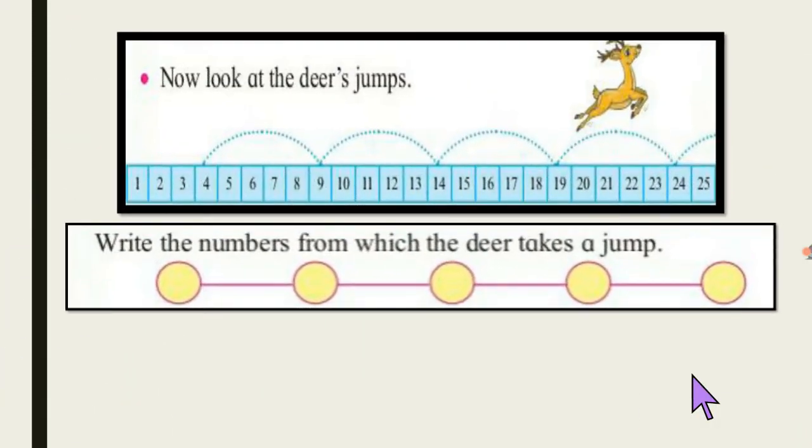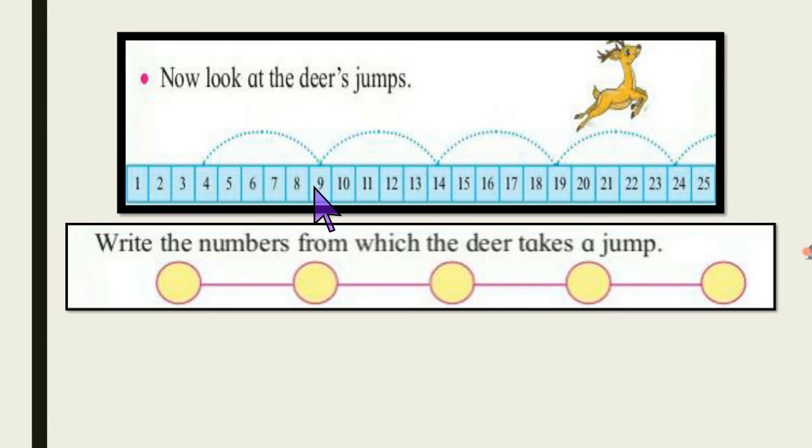Now we are going to see the next example here. You can see the numbers 1 to 25 here and a deer. You can see the deer jump here. He began with number 4. How many steps is the deer taking in a jump? Let us count. After 4, we start the counting. 1, 2, 3, 4, 5. Here the deer jumps from 4 to 9 and he takes 5 steps. How many steps? 5 steps.